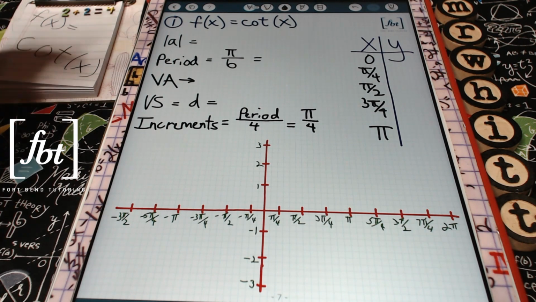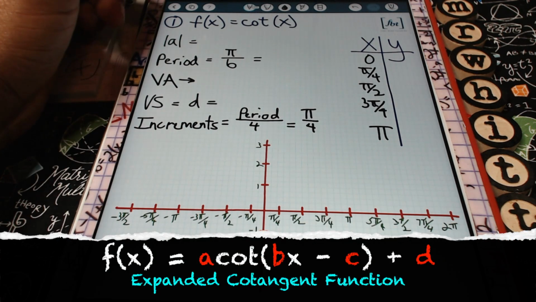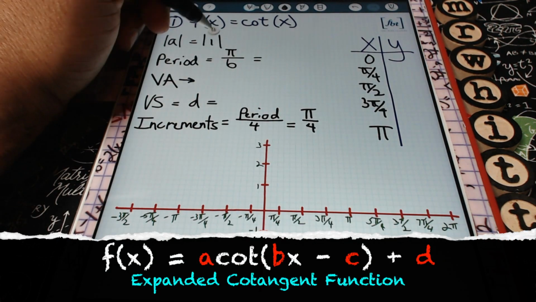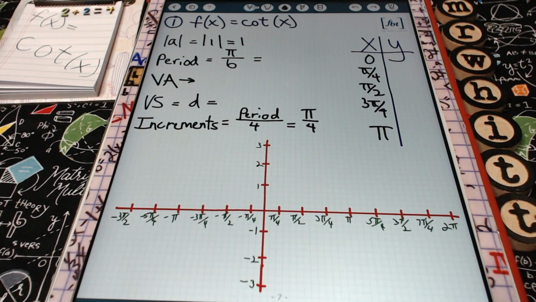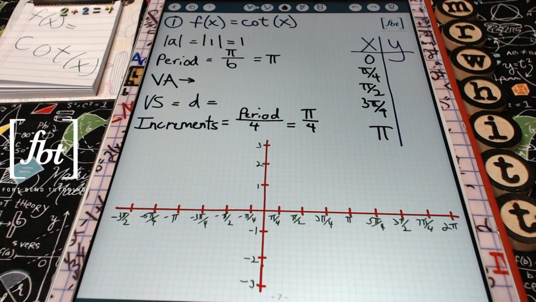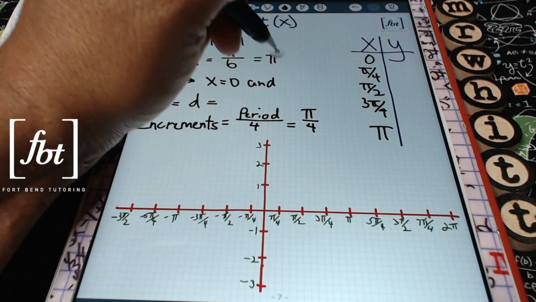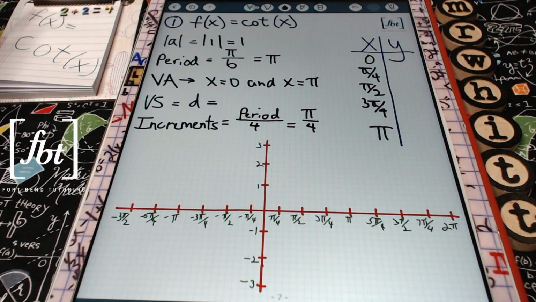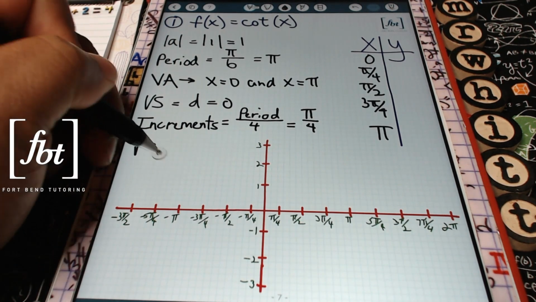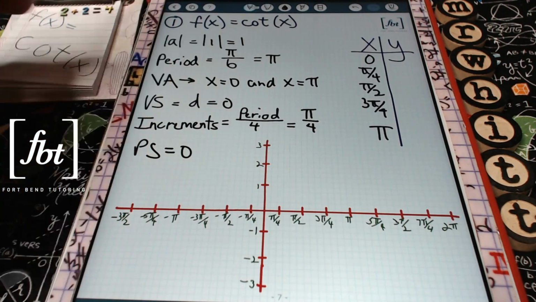Moving back to our attributes for the cotangent function, the vertical stretch is going to be the absolute value of a. My a value is 1, and therefore the absolute value of 1 is 1. Remember that when we did our period earlier, we ended up with a value of pi for our period. And the equations for our vertical asymptotes were x equals 0 and x equals pi. Your vertical shift is 0 because our d value is 0 here. So it's good to keep up with that. And if you want to keep up with it, your phase shift is 0, because we don't have any c values in this function here.